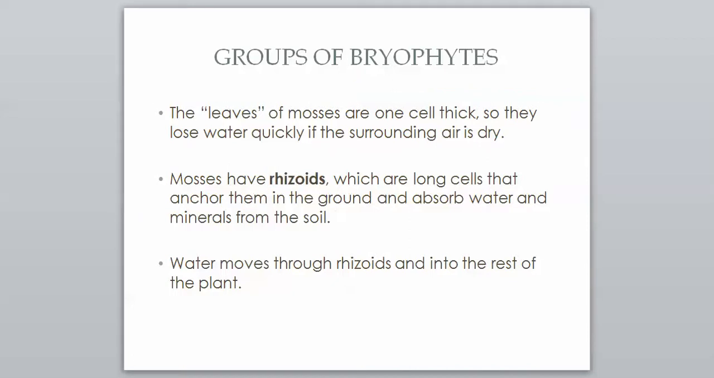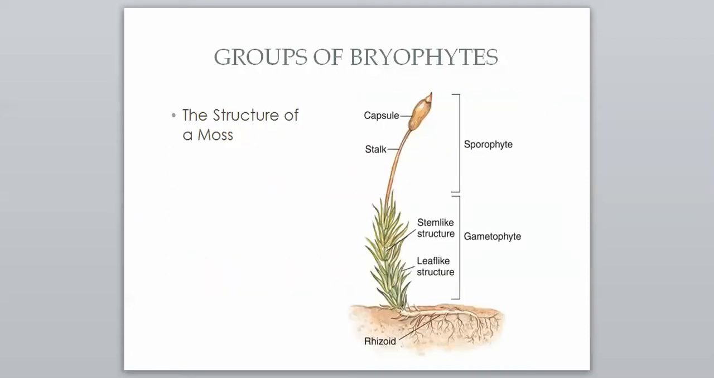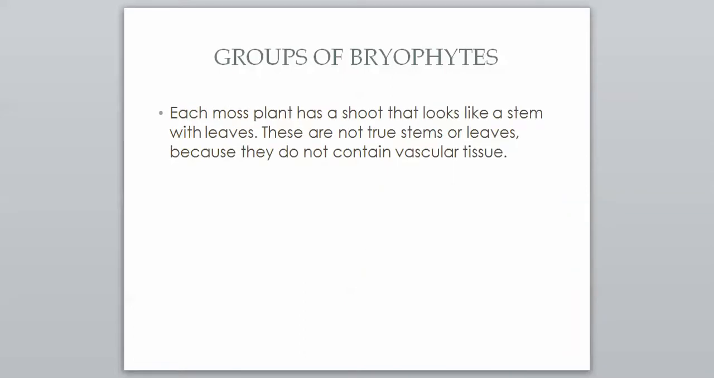So we go back to our moss structure here. The rhizoids are very similar to a root-like structure, but again, they're more primitive. They don't have vascular tissue. Roots are made up of vascular tissue, so that's why they are known as rhizoids.